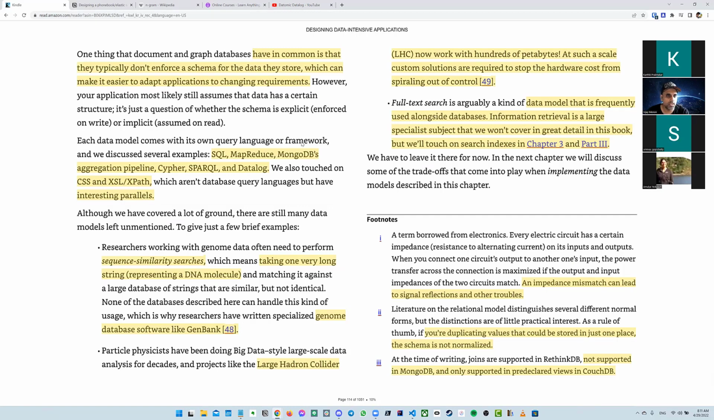One other thing to consider with this chapter is that we had a lot of technology introduced to us. So it would be good to familiarize yourself with these technologies over time. Maybe look it up on YouTube or Udemy: SQL, MapReduce, going through it again, MongoDB, Cypher, SPARQL, and Datalog.